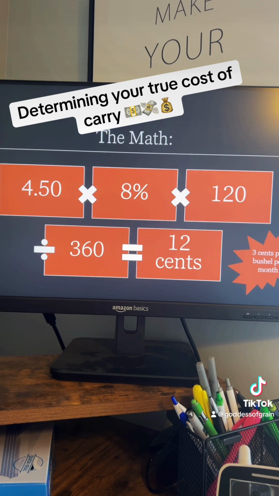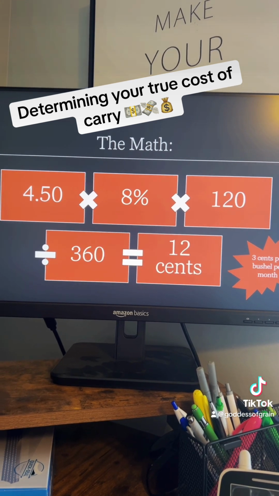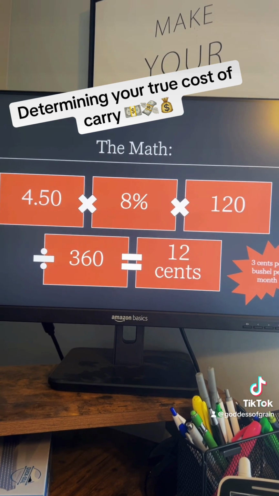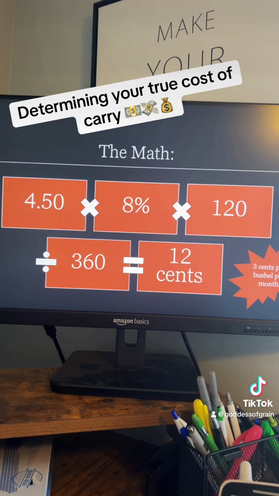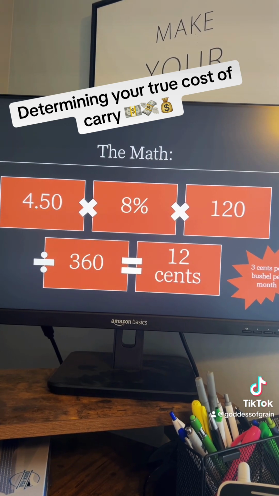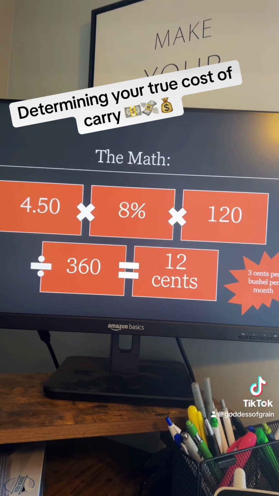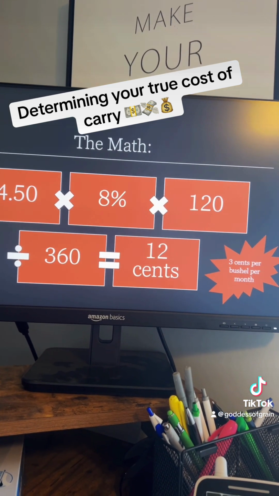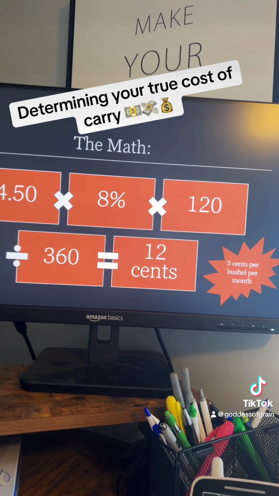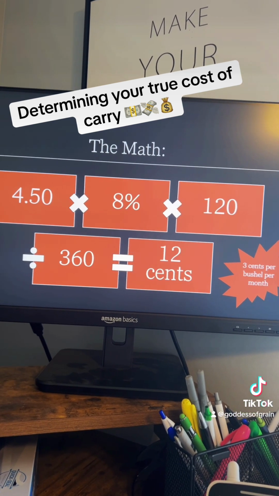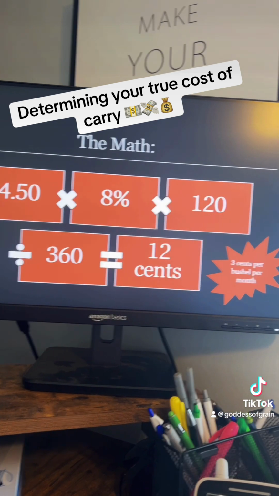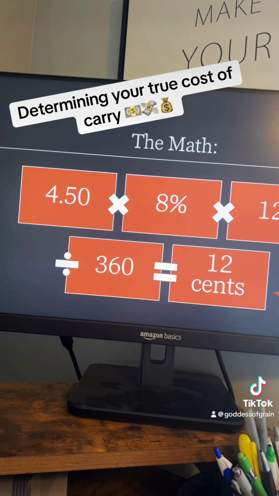Let's say you're taking that estimated opportunity cost, $450. You multiply that, your interest rate's 8%, and times it by 120. You're going to hold on to this stuff for 4 months. Divide that by that magical number 360, and you're going to get a total cost of 12 cents, total cost of carry for that 4 months, or around 3 cents per bushel per month cost of carry at 8% interest.